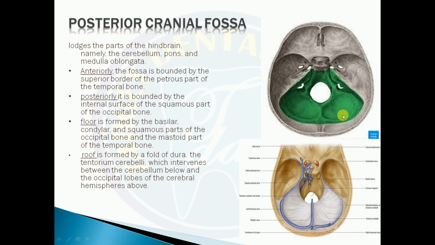Now coming on to the posterior cranial fossa. This is your anterior cranial fossa, this is your middle cranial fossa, and this is your posterior cranial fossa. It lies along the foramen magnum. Anteriorly it is bound superiorly by the petrous part of the temporal bone. Posteriorly it is bound by the internal surface of the squamous part of the occipital bone, and the floor is formed by the basilar and condylar parts and squamous part of the occipital bone and the mastoid part of the temporal bone, and the roof is formed by your tentorium cerebelli.